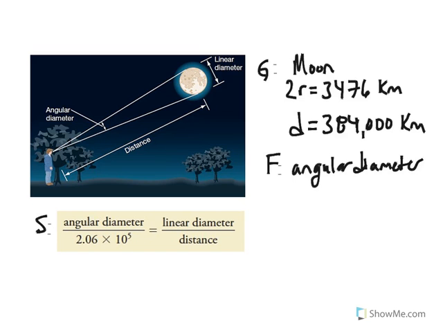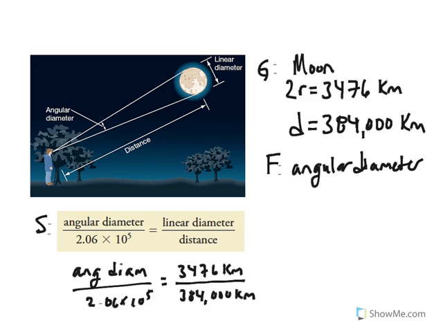Well, we are going to use the small angle formula. So we leave angular diameter in the equation because that's what we want to solve for. And we divide by 2.06 times 10 to the 5th, and then we set that equal to the linear diameter, which is 3,476 kilometers, divided by the distance, which is 384,000 kilometers. Now notice that we kept the units the same between distance and diameter. So therefore, units cancel. So let's take 3,476 divided by 384,000.